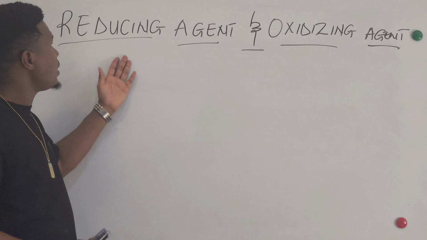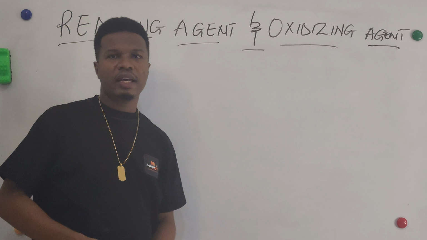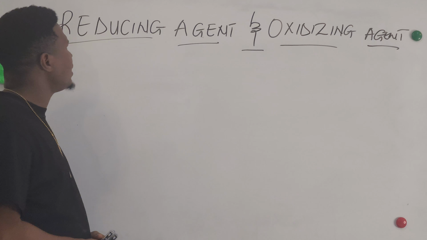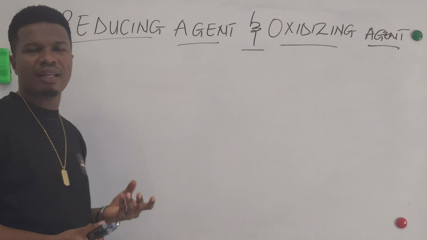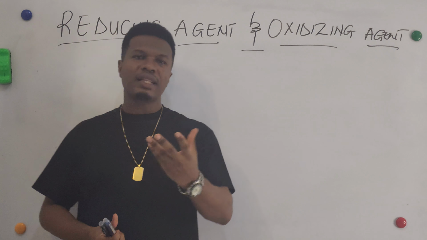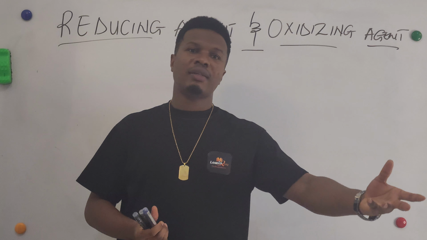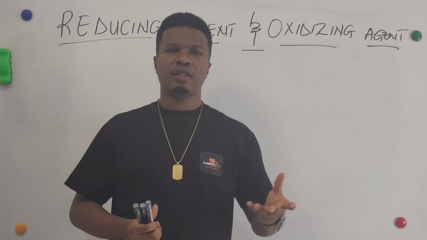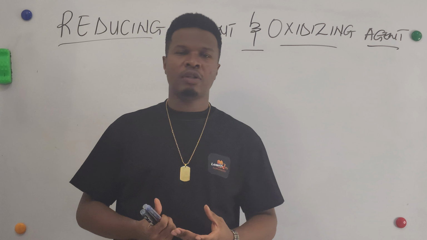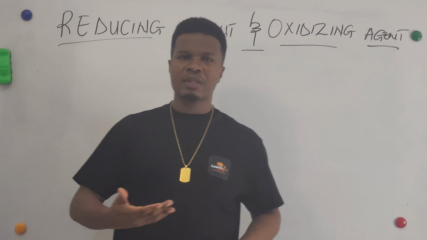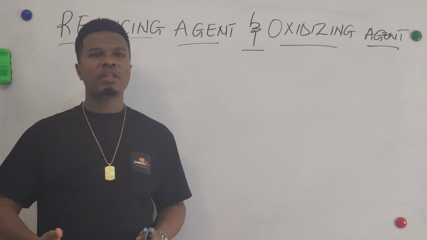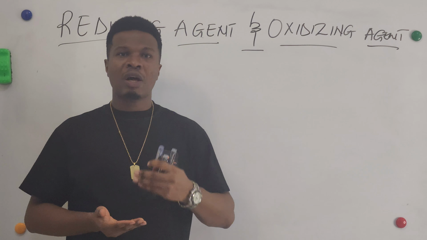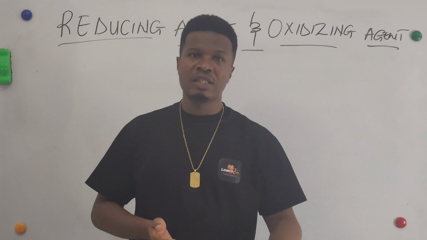...at reducing agents and oxidizing agents. Okay? So first of all, what is a reducing agent? A reducing agent is simply a substance that can donate electrons to another substance or another element in a chemical reaction. Okay? So in a reaction, if one substance or one element or one compound is donating an electron to another, that particular one that is donating the electron is called the reducing agent.